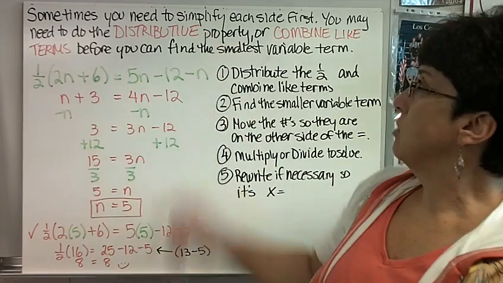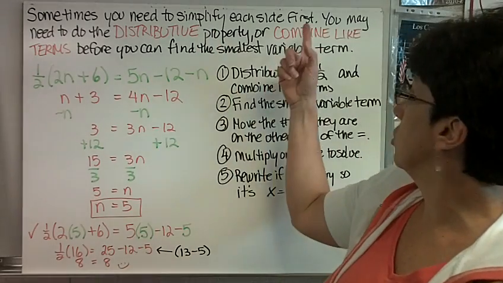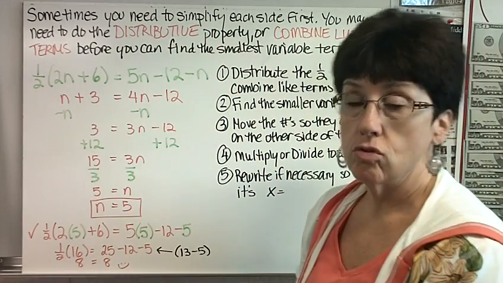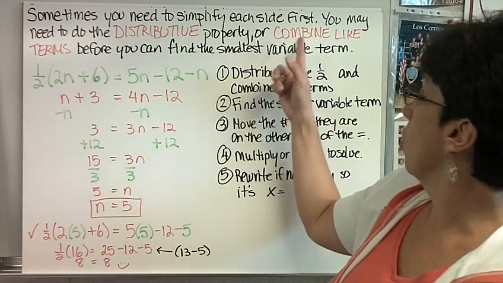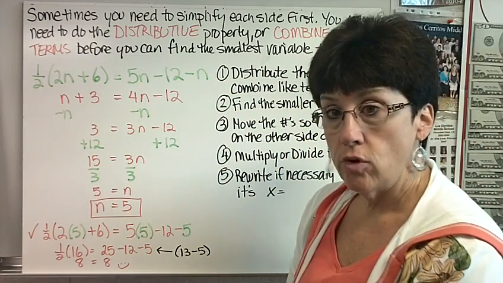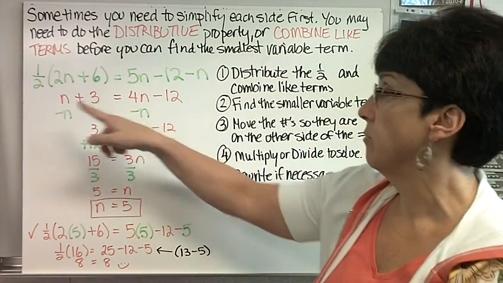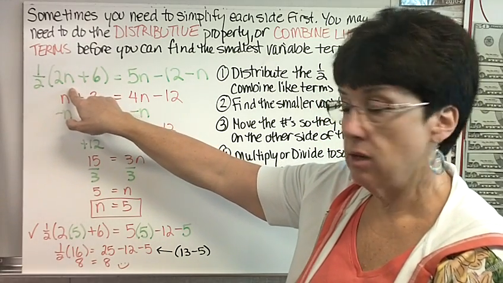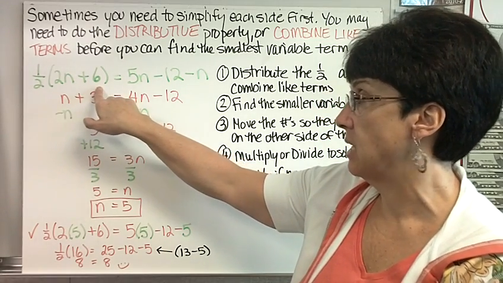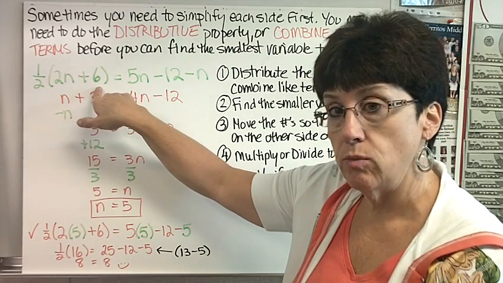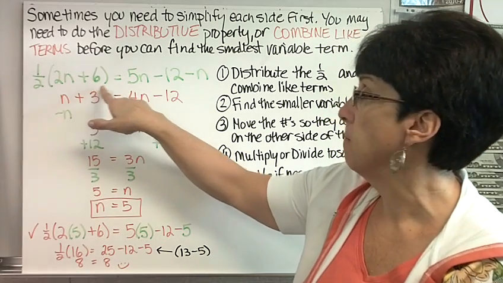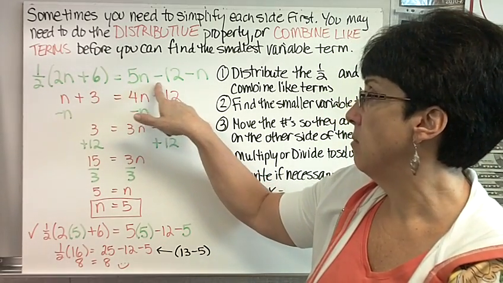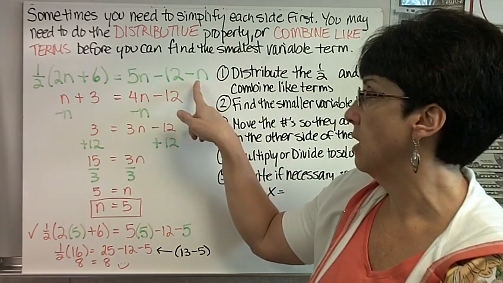All right, sometimes you need to simplify each side first. You may need to use the distributive property or combine like terms before you can find the smallest variable term. So here I have 1/2 times the quantity of 2n plus 6. Remember, whenever you are reading with parentheses, you say times the quantity, equals 5n minus 12 minus n.